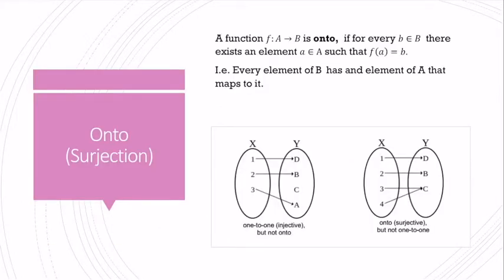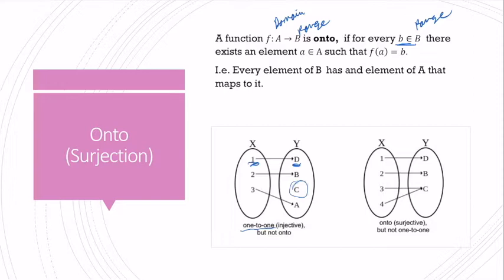A function is onto if for every b in B, that is our range, there exists an element of A such that f of a equals b. A is our domain, B is our range in this example. For example, this function is one-to-one, right? Each x has exactly one y value and each y has exactly one x. But it's not onto because nothing maps to C.